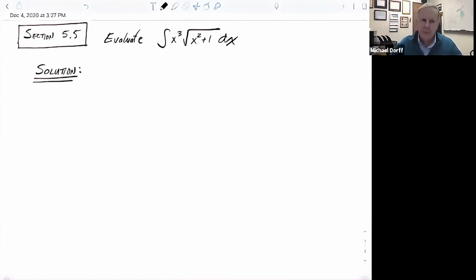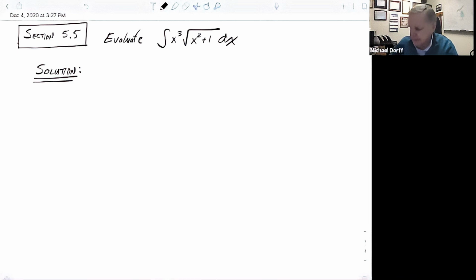Let's look at a homework problem from section 5.5 on U substitutions. In this problem, we're supposed to evaluate the integral of x cubed times the square root of x squared plus 1 dx. I chose this problem because it's an example where, when you do the correct U substitution, you won't get rid of all the x variables. So you have to do a little bit more, and you can see how to do this process. This is the hardest type of problem, I think, from this section on U substitutions.